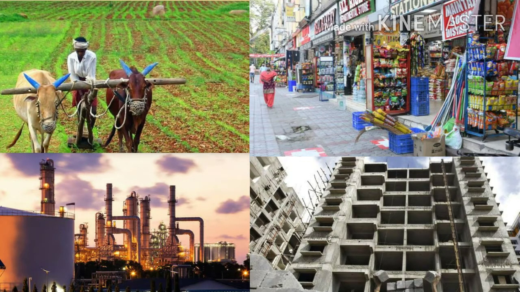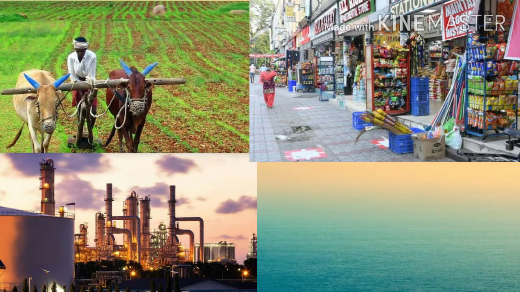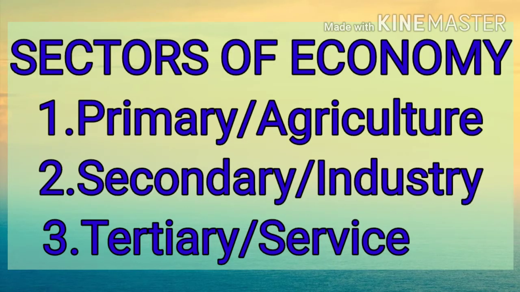One is the primary sector. It is the agriculture sector. The second one is the secondary sector. It is also called the industrial sector. Tertiary sector, which is also called the service sector. Okay, what comes under these activities? Let's learn about that. First, we take the primary sector.